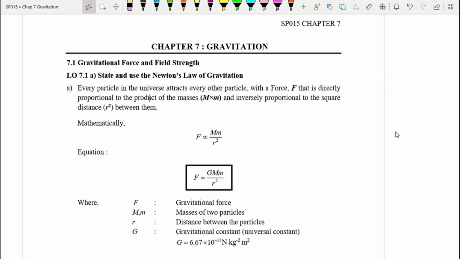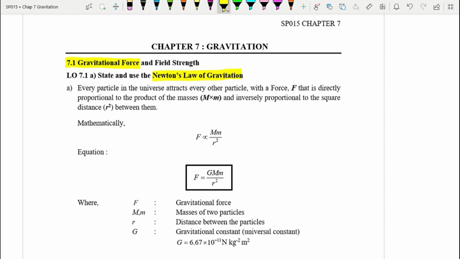Alright, so kita continue sikit menggunakan kita punya notes chapter 7. So kita punya first learning outcome actually gravitational force dengan field strength, tapi untuk video ni kita discuss tentang force terlebih dahulu, gravitational force. Okay, so semua explanation saya dah include pada awal-awal video tadi. So saya ada discuss tentang Newton's law of gravitation, apa definition Newton's law of gravitation, apa formula yang relate antara force dengan mass of particle dan juga distance antara particle tu.